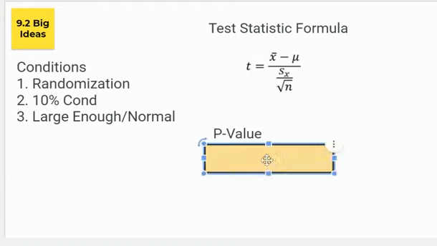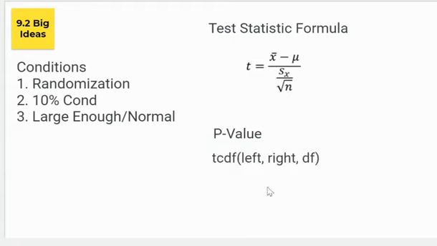And finally, to find your p-value, what you're going to use on your calculator is tcdf. And you're going to give it the lower boundary, which would be the left boundary. Then you give it the right boundary, which is the upper boundary. And you also have to give the degrees of freedom. And this tcdf on your calculator will give you your p-value.